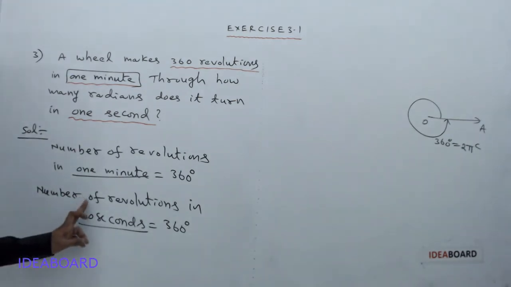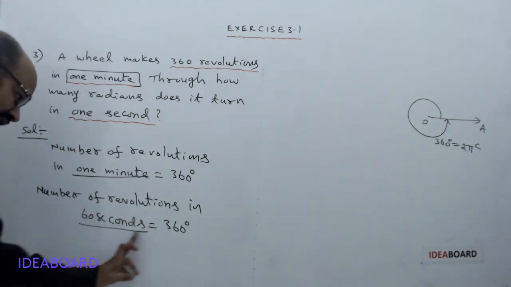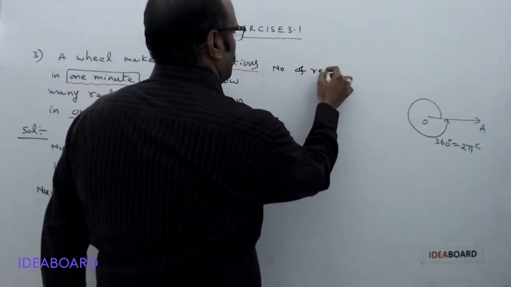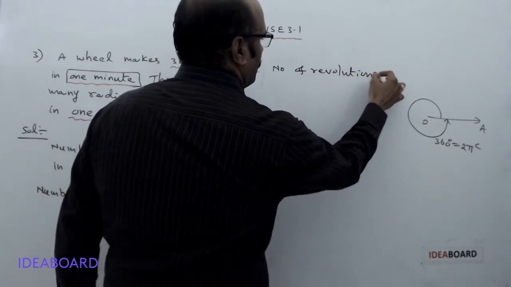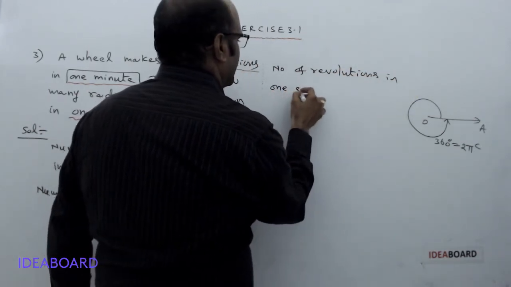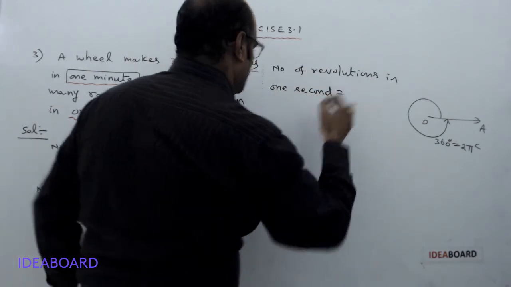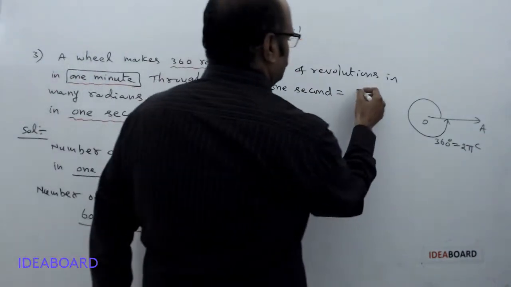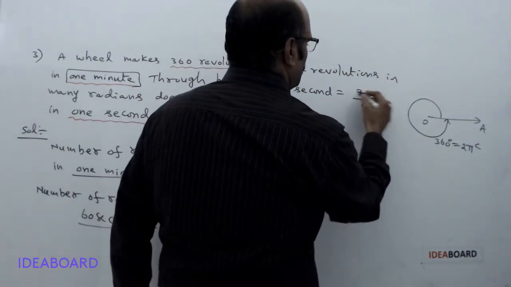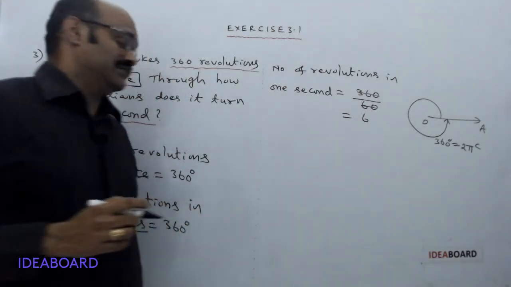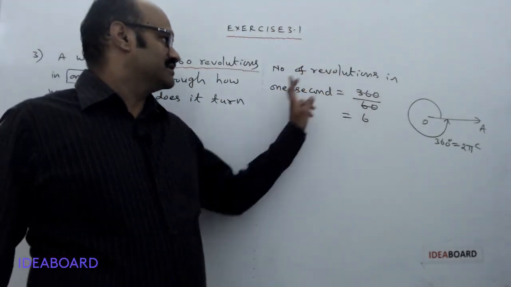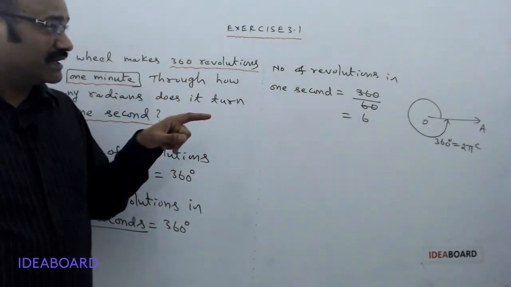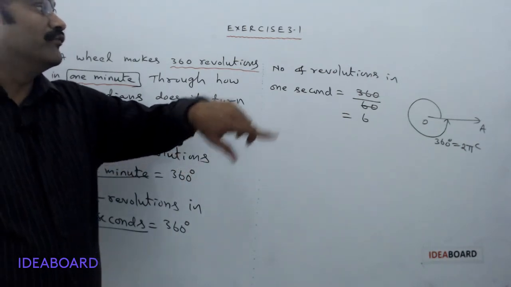Now the number of revolutions in 1 second equal to 360 by 60 equal to 6. Therefore, the number of revolutions in 1 second equal to 6. So, in 1 second it is moving 6 times.